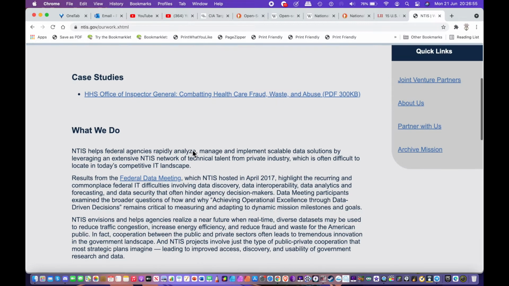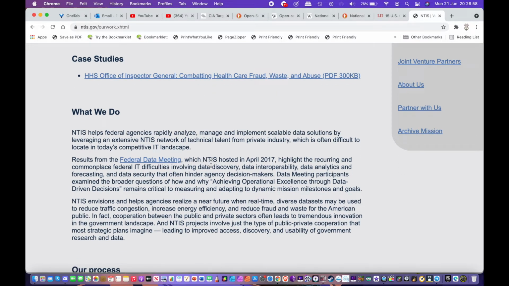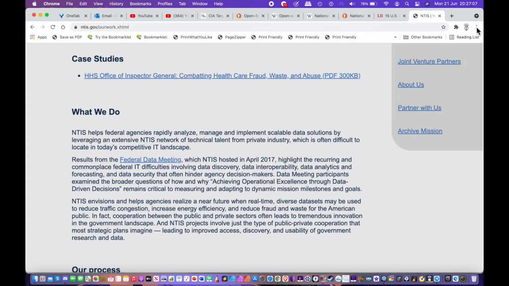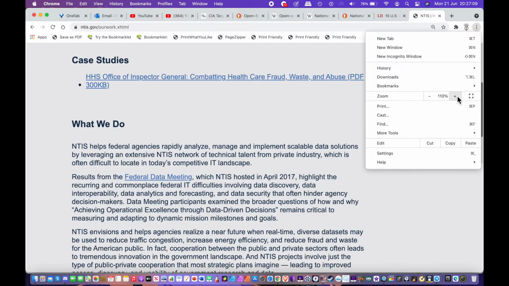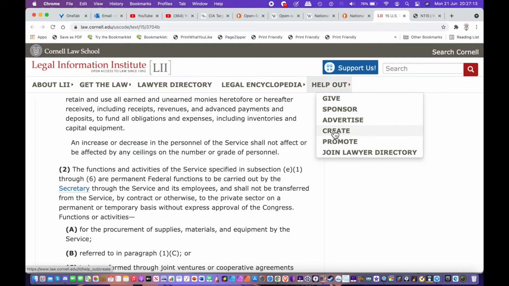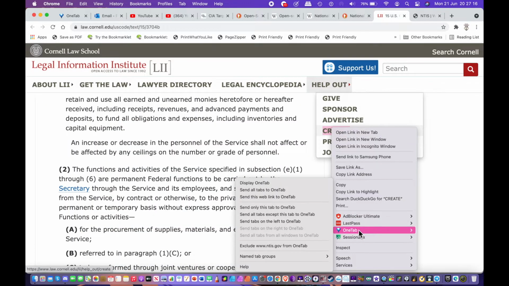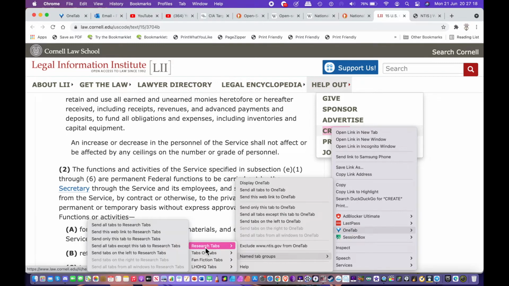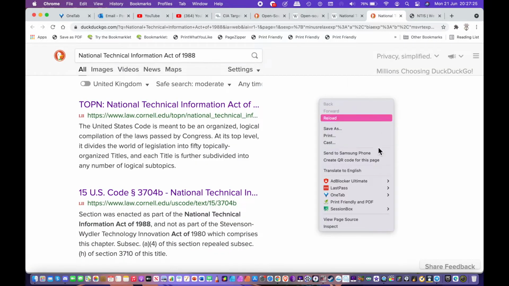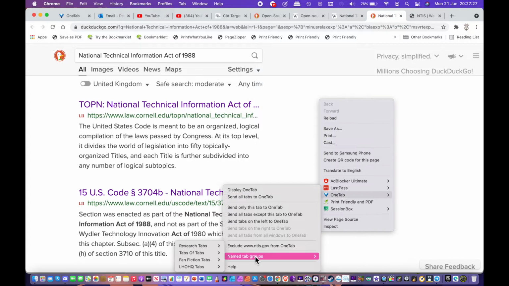NTIS helps federal agencies rapidly analyze, manage, and implement scalable data solutions by leveraging... and I'm going to make this bigger, this actually makes more sense than Wikipedia. Oh, that's good because I don't think we should rely on Wikipedia. So that's okay.